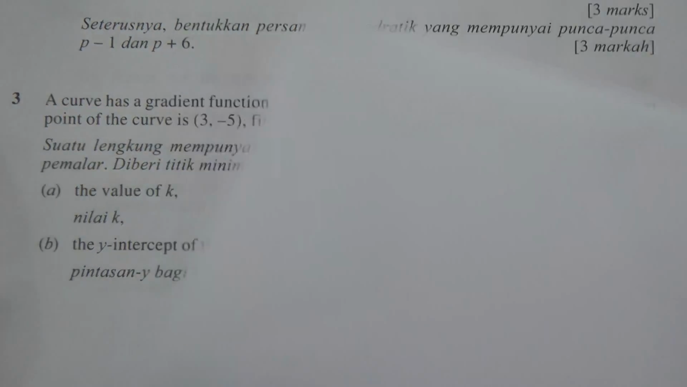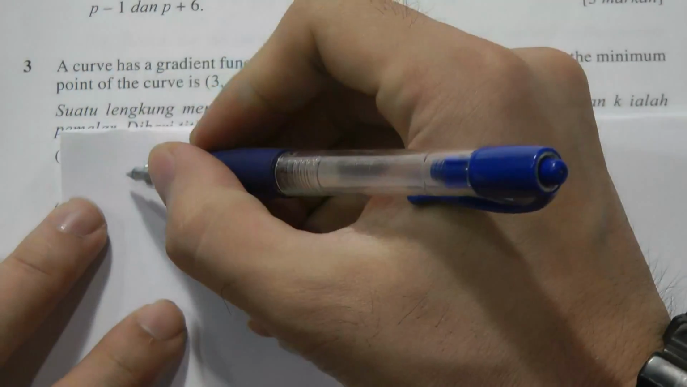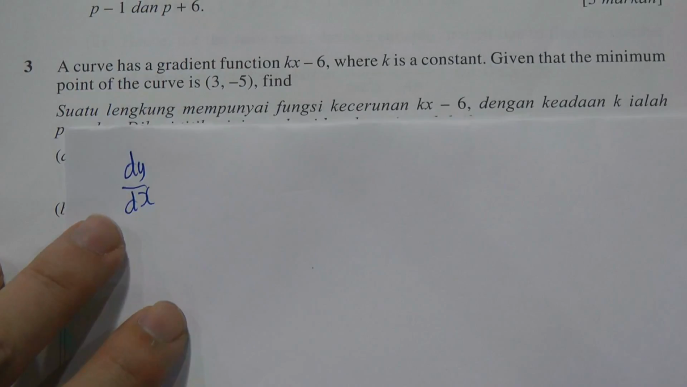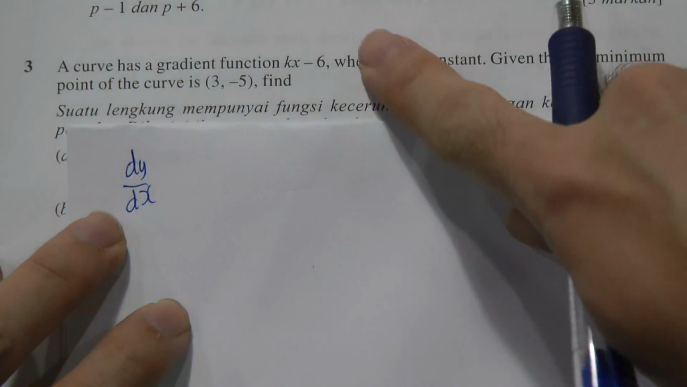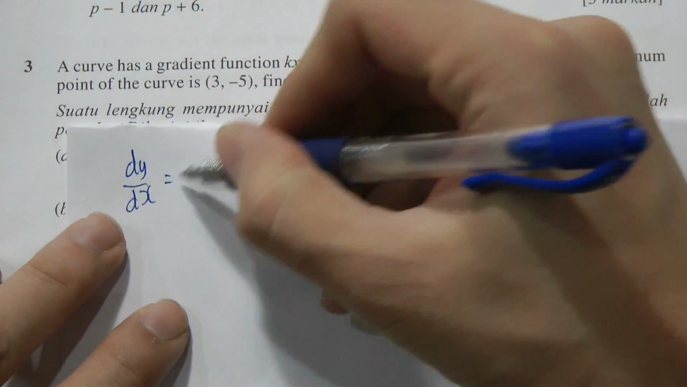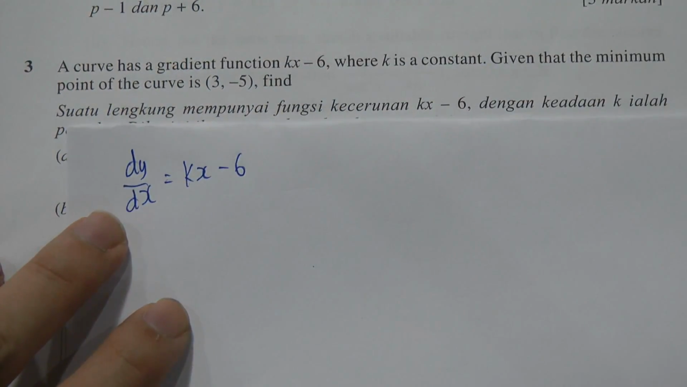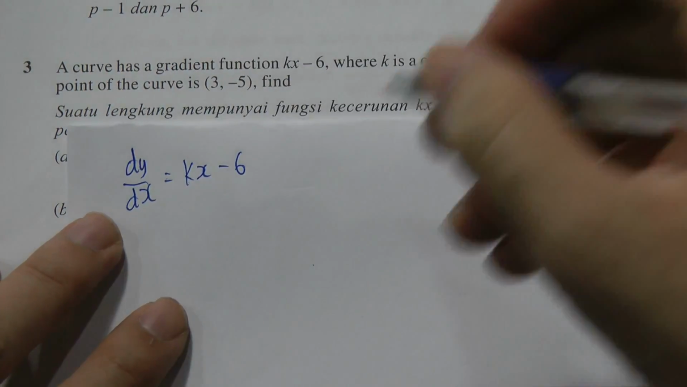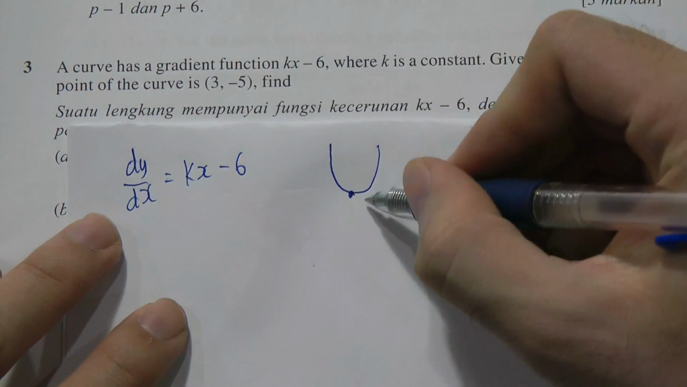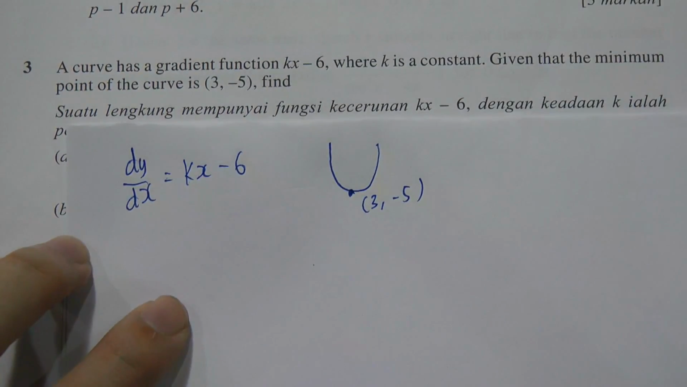In the differentiation chapter, I mentioned before, dy dx actually is the gradient of the curve. Therefore, he said gradient equal to kx minus 6. So I know dy dx will equal to kx minus 6. And then he said he have the curve with the minimum point at 3, -5.